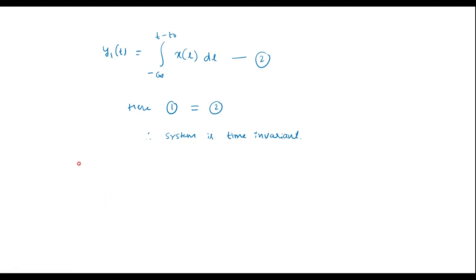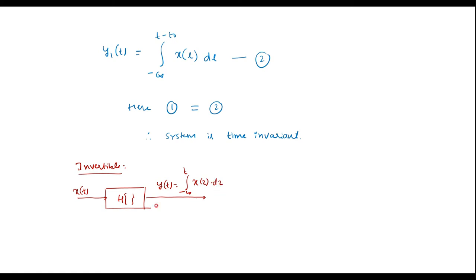Now we'll check whether it is invertible or not. Here we have a system having system operator h. The input to the system is x of t. It produces the output y of t is equal to integration minus infinity to t x of tau d tau. It means the function of this system is to provide integration. Now we are supposed to use another system such that it should produce the same input, that is x of t.